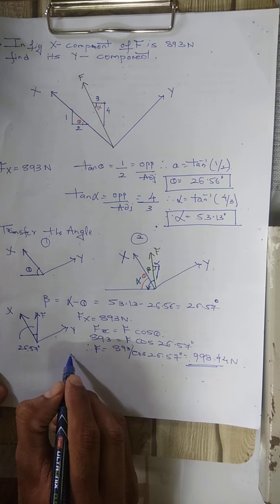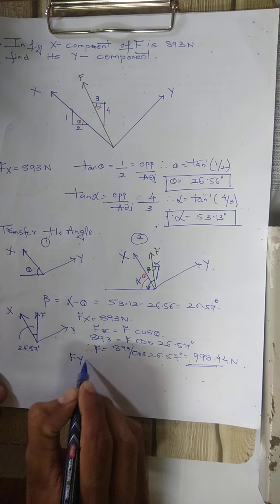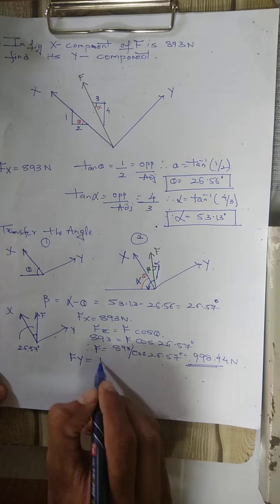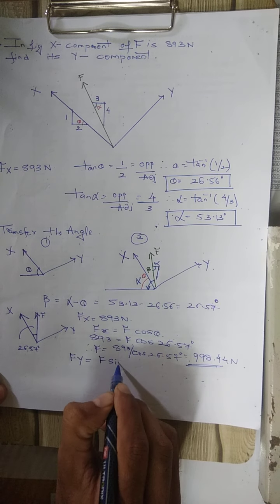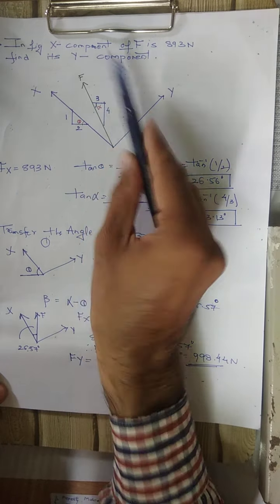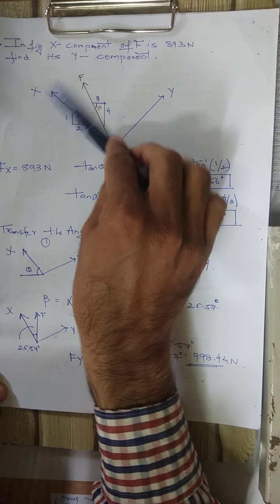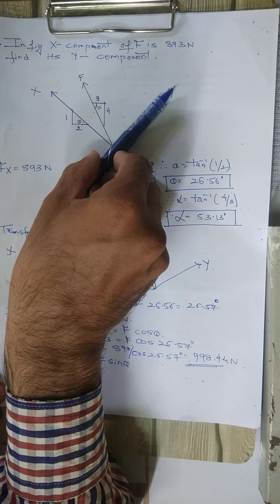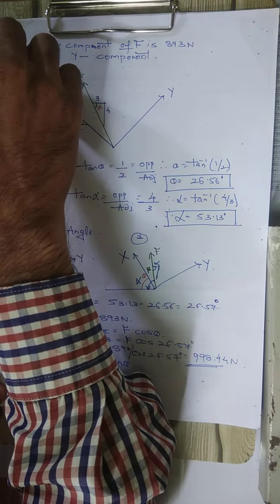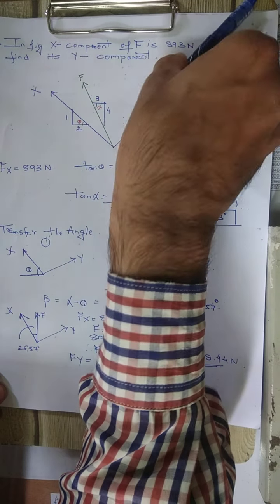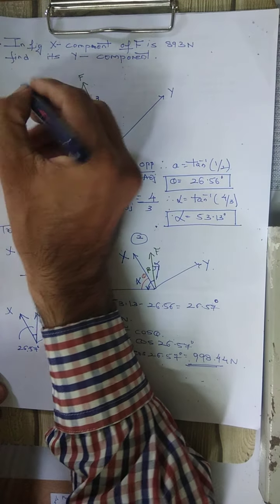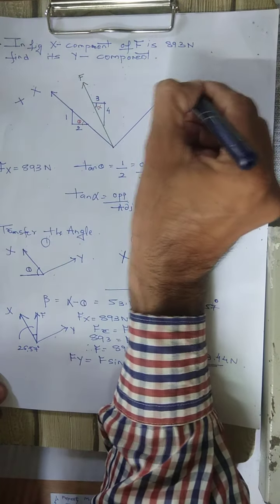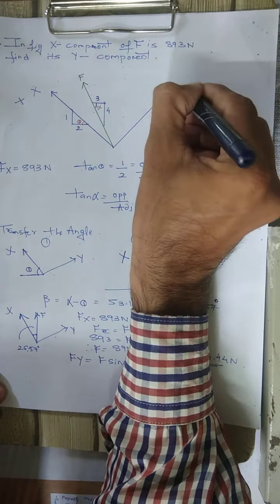In the same way, for the y component, Fy is equal to F sin theta. What about the sign conventions? Here this was the x component and this was the y component. The x component upside is positive, the y component upside is again positive, and this figure itself indicates these directions as positive.